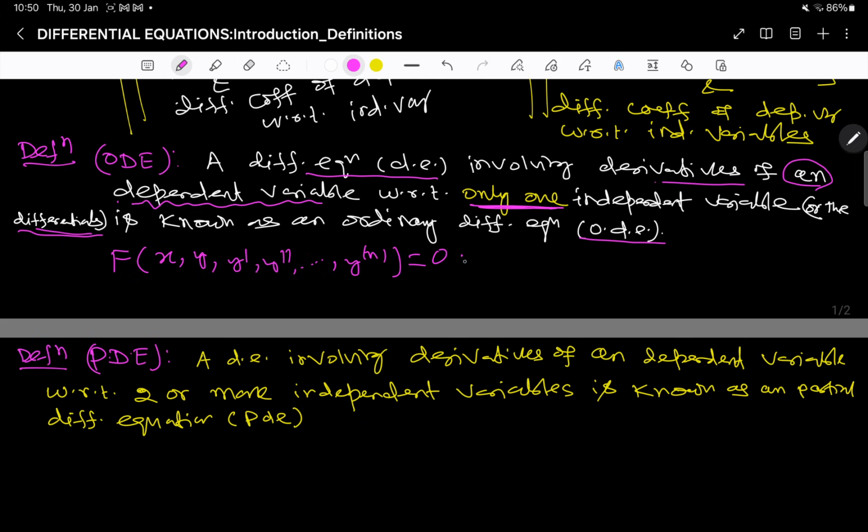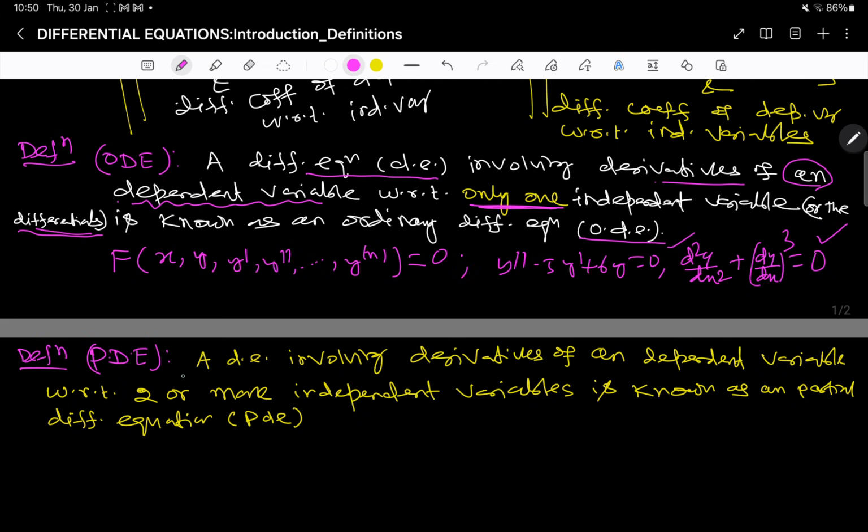In particular, if I say y double dash minus 5y dash plus 6y is equal to 0, this is an ordinary differential equation. If I write d square y by dx square plus (dy by dx) whole cube is equal to 0, this is also an ordinary differential equation. These are examples of the ODE.